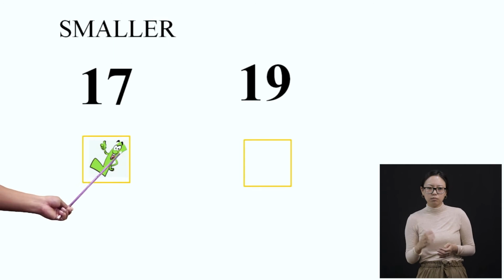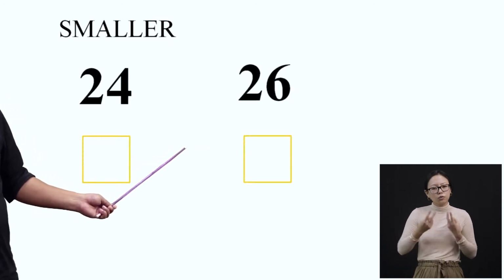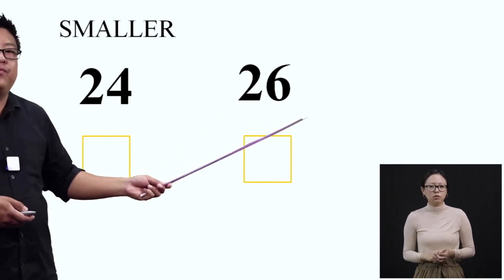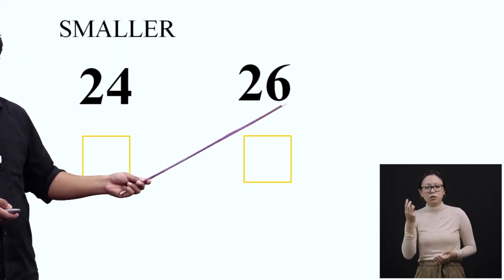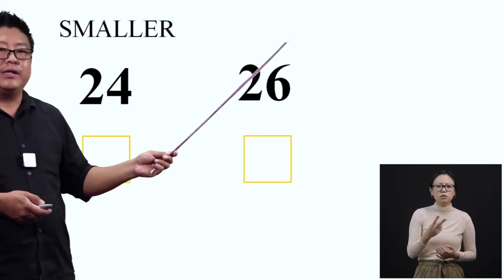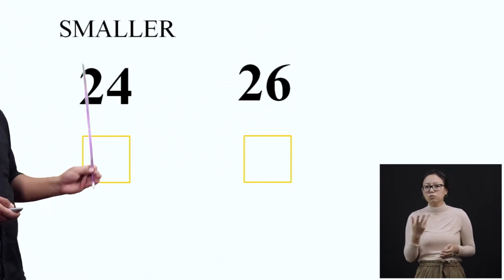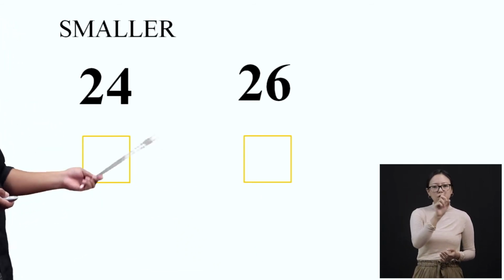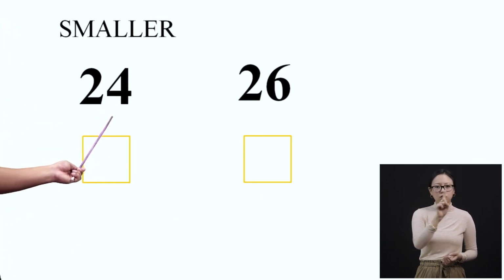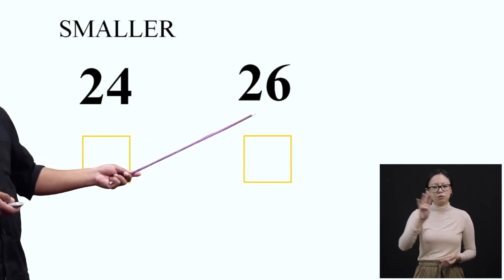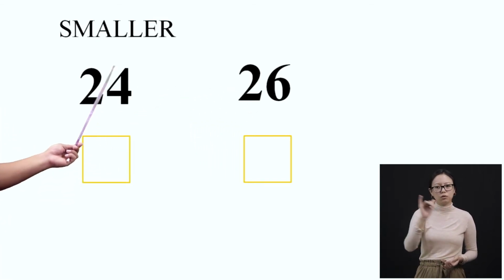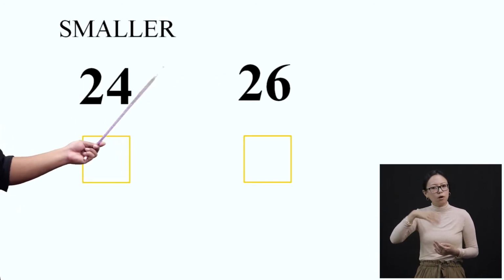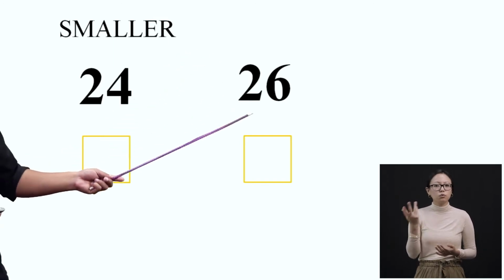All right, children? Let's look at another example. We have 24 and 26. So when we count from 20 onwards till 26, we will find out which number is smaller. So let's count from 21. 21, 22, 23, 24, 25, and 26. Now we noticed here that 24 came before 26. So we can clearly say that 24 is smaller than 26.